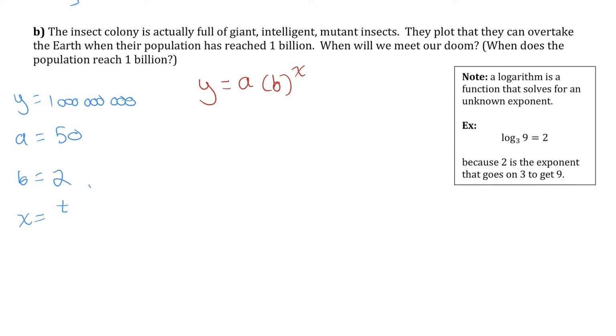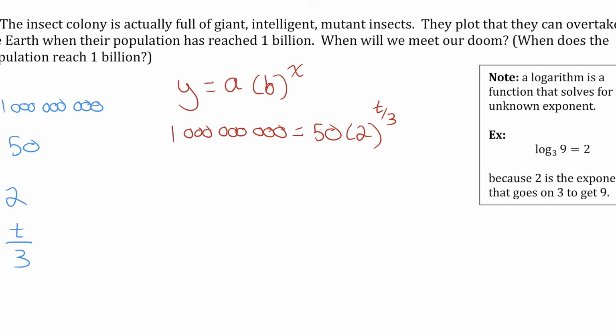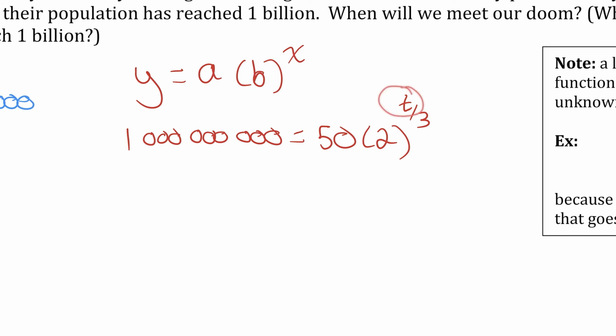I'll represent time with t. And I know the exponent x is always total time divided by the time of one growth period, which I know was 3 days. So the only thing I don't know is the total amount of time, t. So into my equation, I'll sub in what I know and what I don't know. My goal now is to isolate the t, but the problem is that t is in the exponent. You've probably never solved an equation where the unknown is in the exponent before.